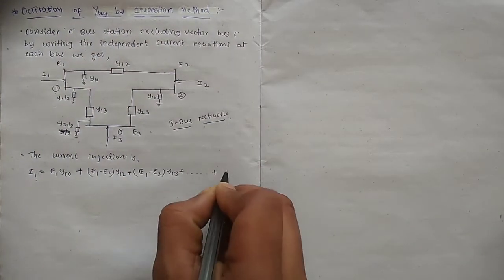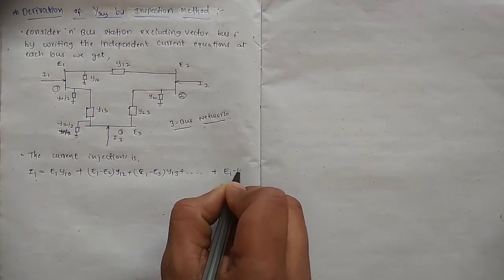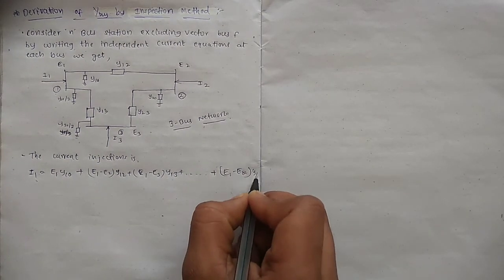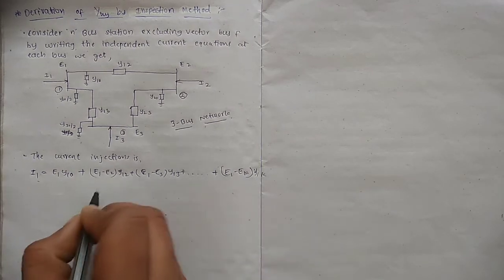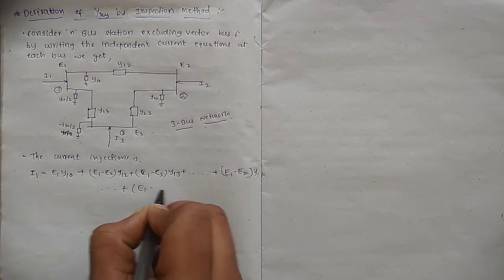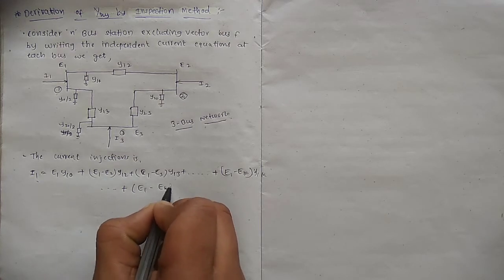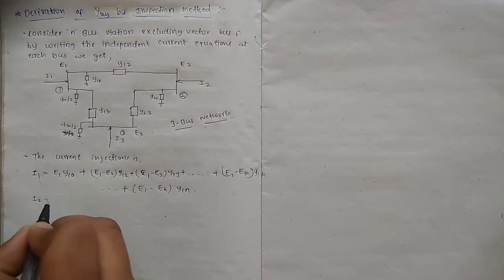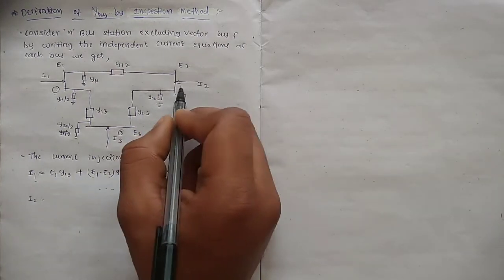Therefore, and so on, plus (E1 minus Ek) into Y1k, where Ek is the kth bus, and so on. There will be an nth bus, so plus (E1 minus En) into Y1n. Similarly, we have to write for the I2 current injection.